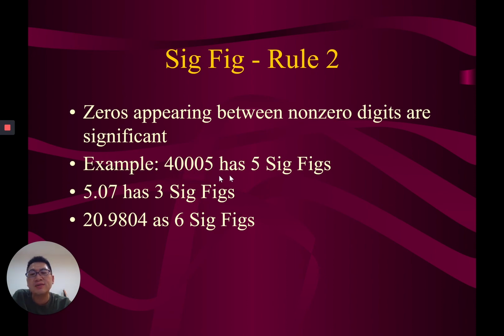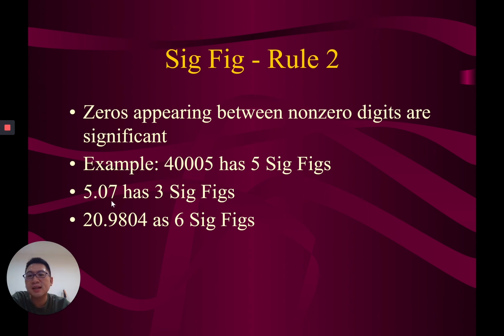40005 has 5 significant digits or significant figures. Again, I'll use sig figs and significant digits interchangeably sometimes. This has 1, 2, 3, 4, 5 digits in it. These zeros are significant because they are between a 4 and a 5, which are non-zero digits.